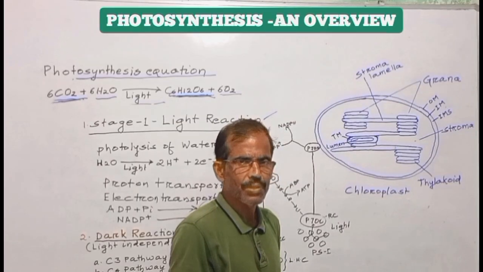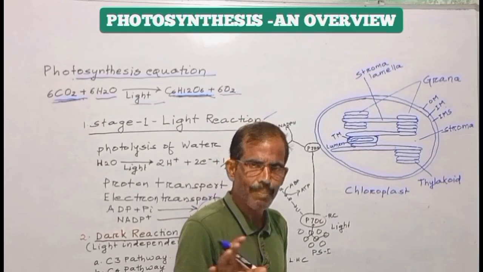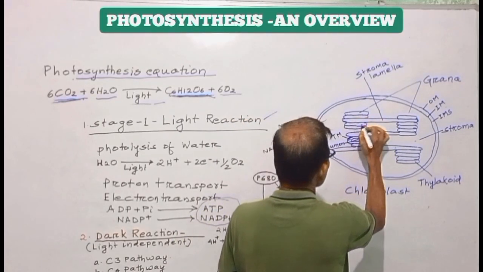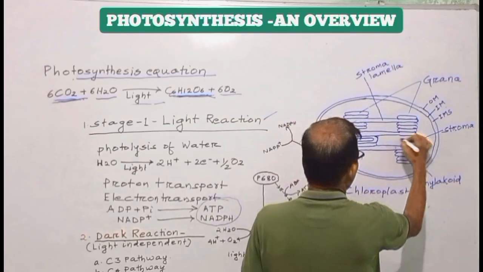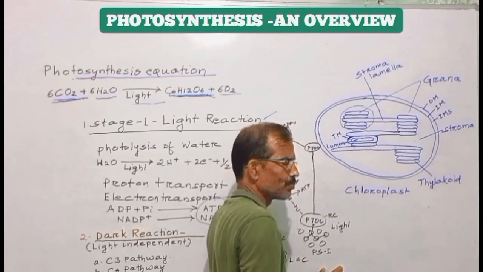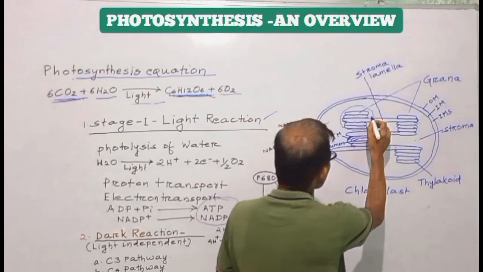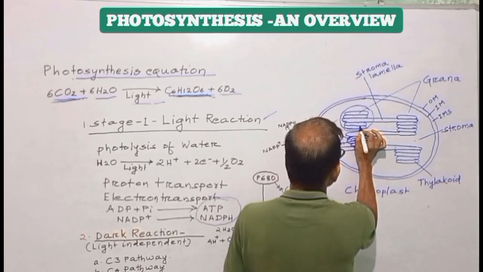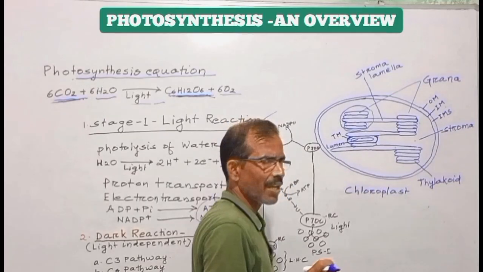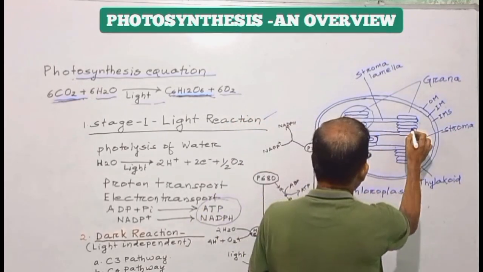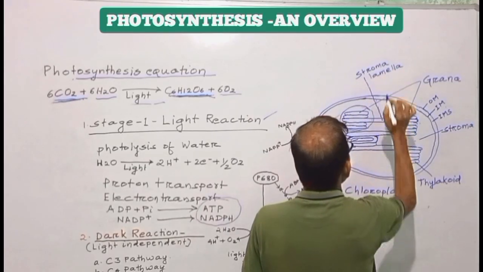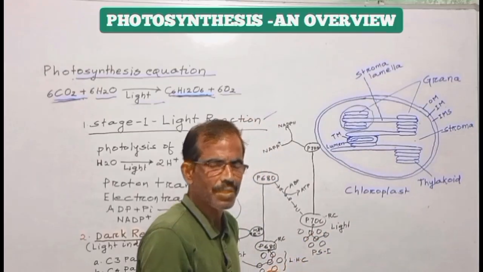In addition to this, chloroplast also has a third membrane system which is organized into stacks of disc-shaped structures known as grana. Each stack of disc-shaped structure is known as granum. Plural is grana. This is a granum which consists of several disc-shaped structures. Each disc is known as thylakoid. Grana are interconnected by flat membranous tubules known as stromal lamella or stroma thylakoids.